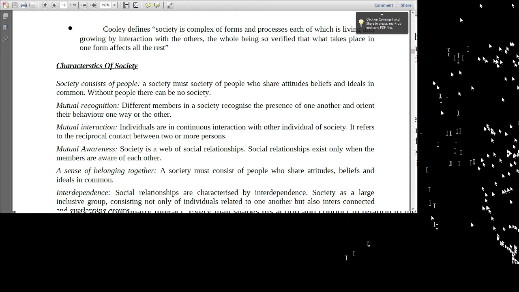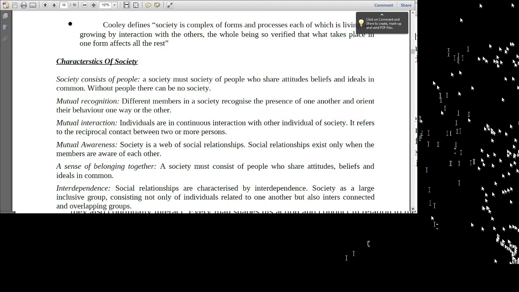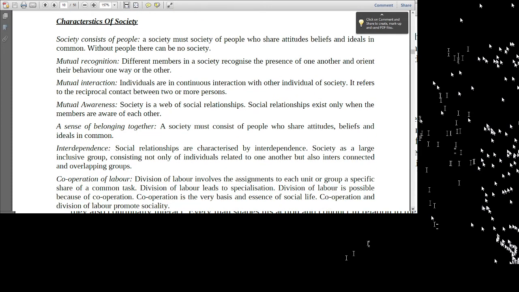And another characteristic is interdependence. That means they are mutually dependent. And these social relationships are characterized by interdependence in society. Some examples show that.